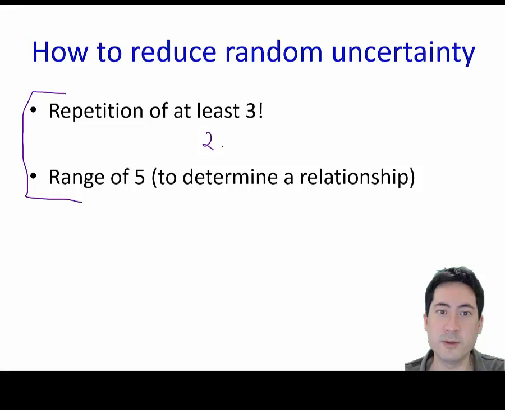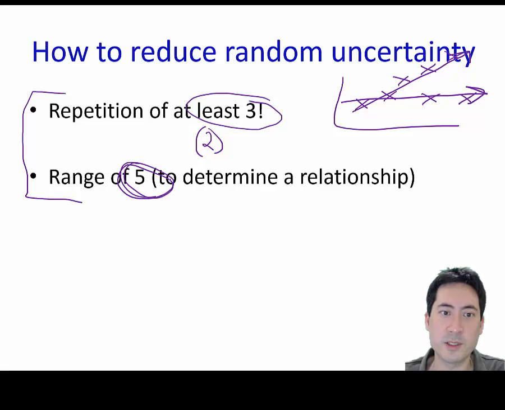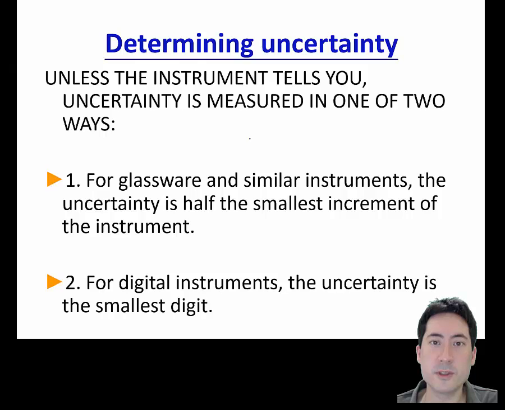You can get away with 2 if it is an extremely precise measuring instrument, but 3 ensures that we have a good idea of the precision. And the range of 5 is necessary to get a relationship. So if it's like this, we're not quite sure if it's going to do this, we're not quite sure if it's going to do this. Is it going to be a straight line, or is it going to be this? So you can go above 5 if you want, but generally the magic numbers are 3, 5, repetition of 3, range of 5.